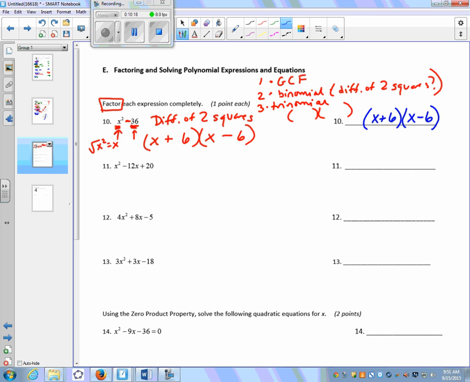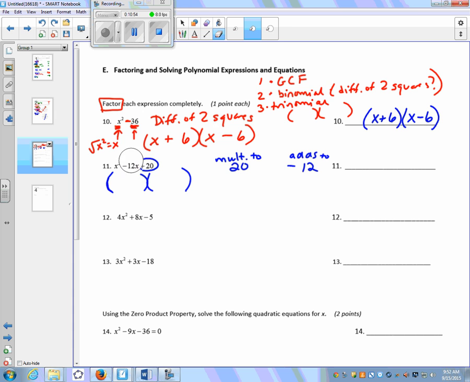Number 11 is not a binomial, it's a trinomial. Is there a GCF, greatest common factor of all three? Nope. So we're just going to factor like this. Notice that the leading coefficient, in other words, in front of this x squared, there's no number. That means the leading coefficient is 1. It's like an invisible 1 there. That's the easiest kind of trinomial factoring there is, because you're just thinking to yourself what multiplies to be 20 and adds to be negative 12, right? Multiplies to the last term and adds to be the middle term.